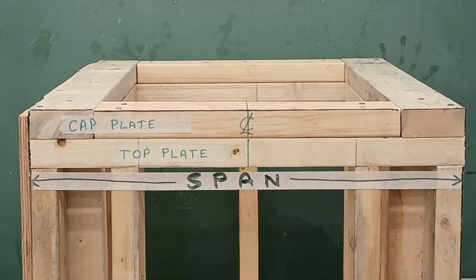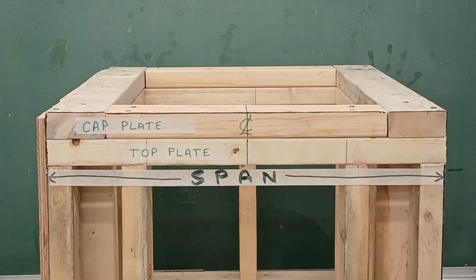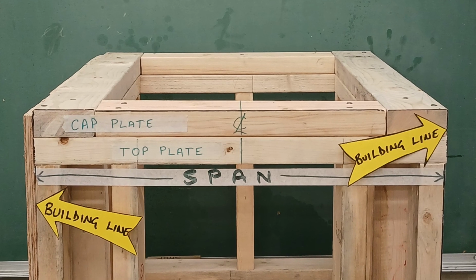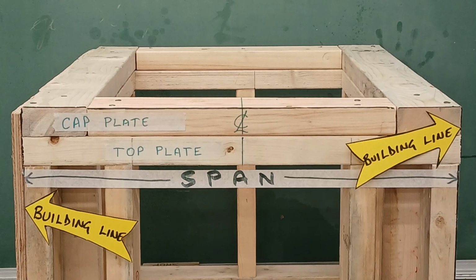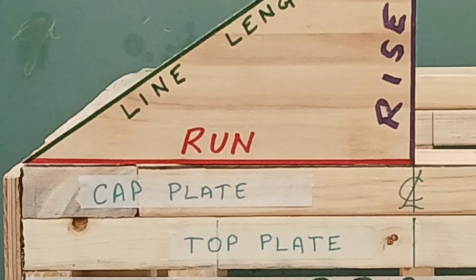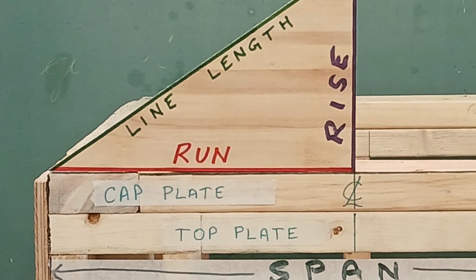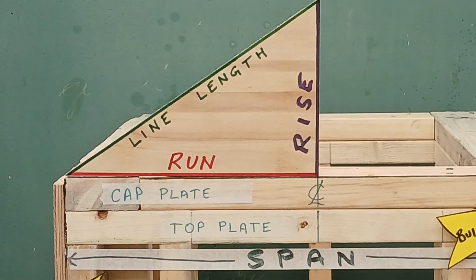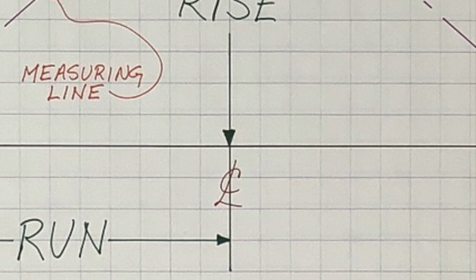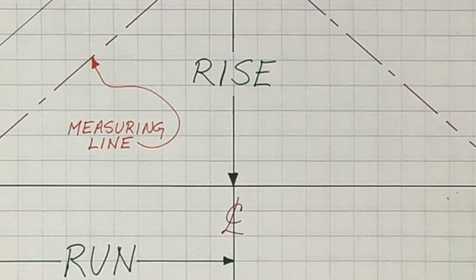The distance spanned by a pair of common rafters is called the span, and is measured to the building line, which is the plane of the outside of the wall framing, not including the sheathing. Half of the span is called the run of the rafter, and the run makes the bottom of what is known as the roof triangle. The center line of the building makes the vertical leg of the roof triangle, and its length is called the rise of the roof.